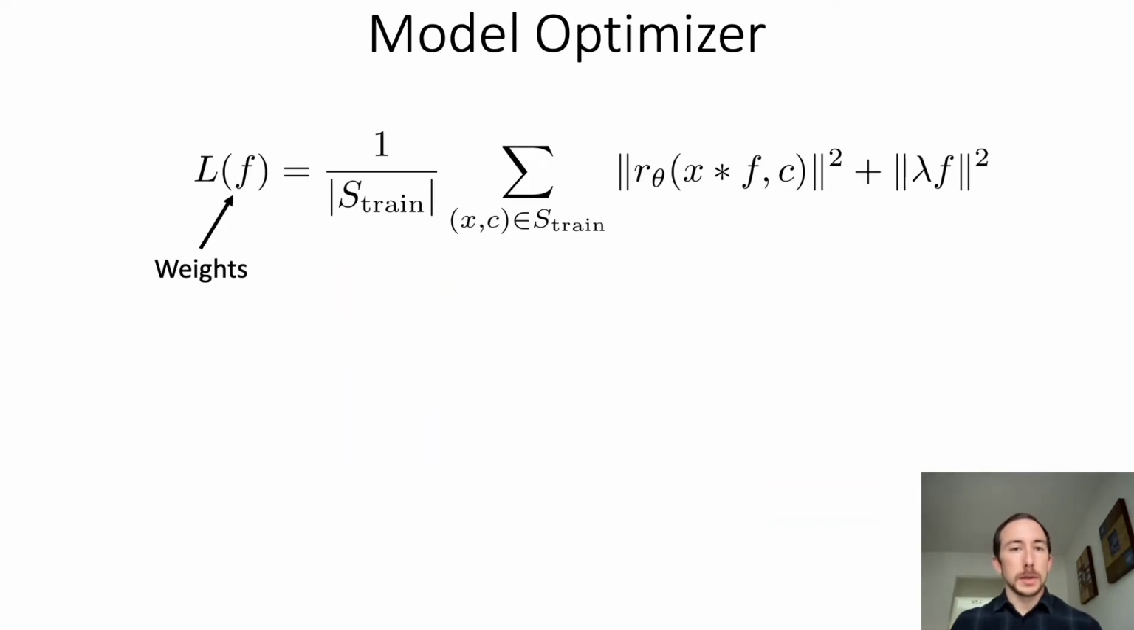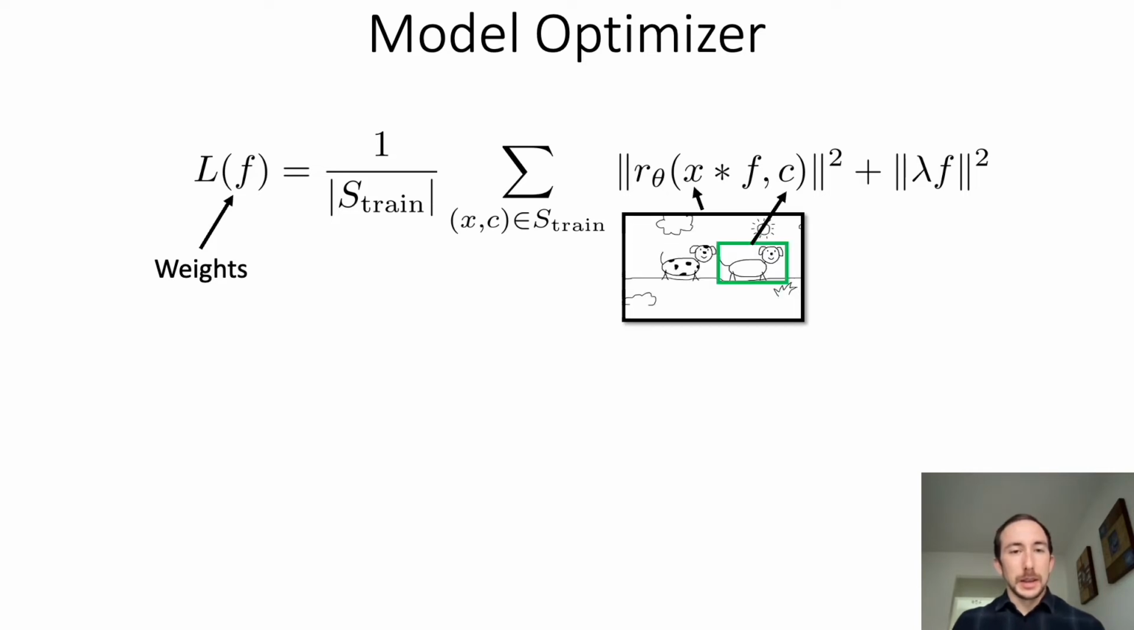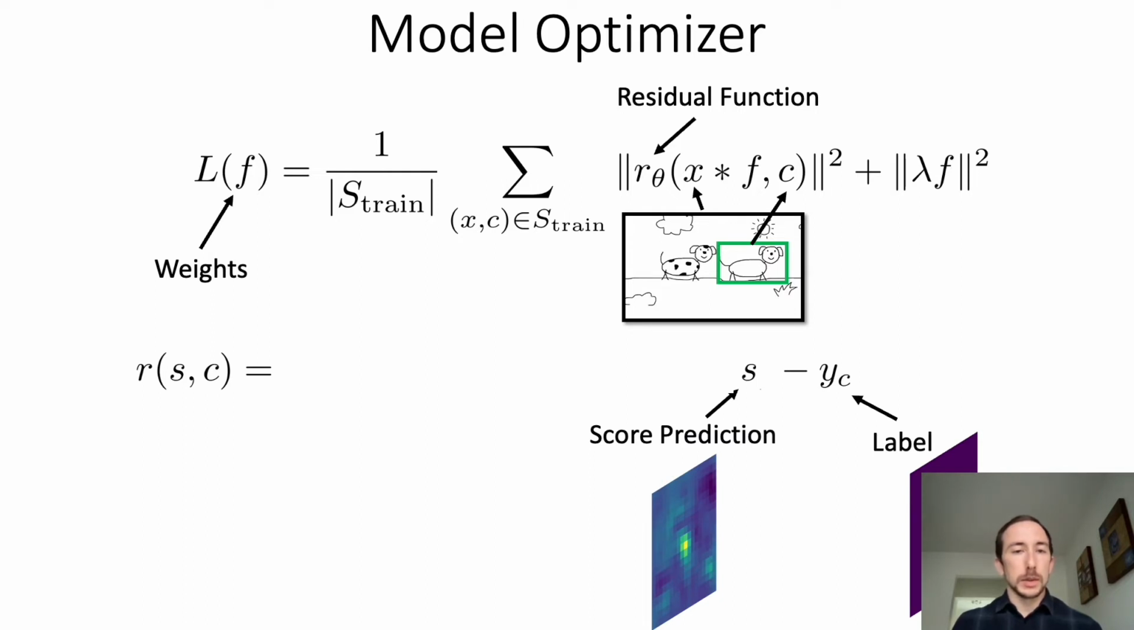The model optimizer minimizes the following loss. We have our filter weights F that are applied to our training samples X, which have the annotations C here. And this residual function measures the discrepancy between the predicted target confidence scores and some label Y. In the simplest case, we can just take the difference of these two. What we do in practice is to create a somewhat more robust version inspired by the hinge loss, but I won't go into the details of this here.